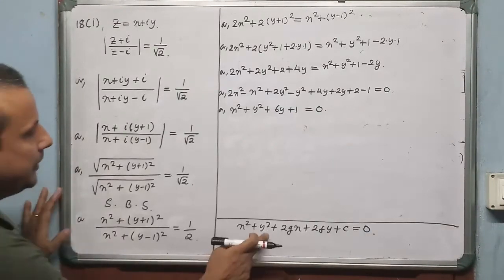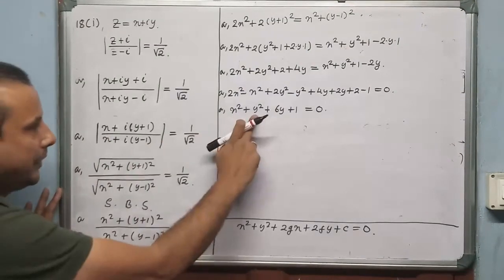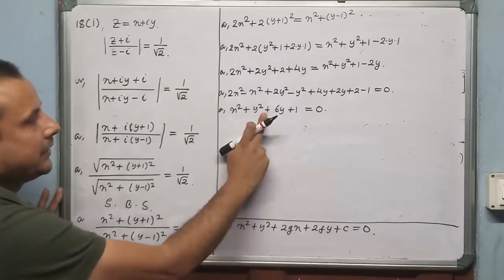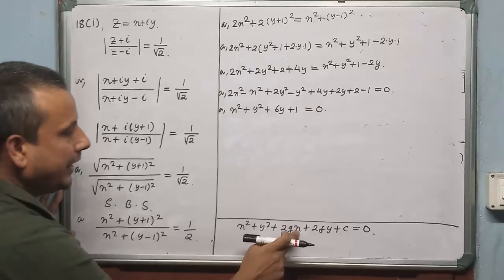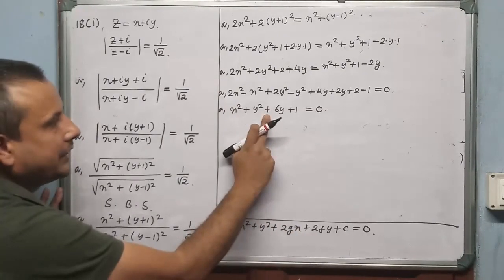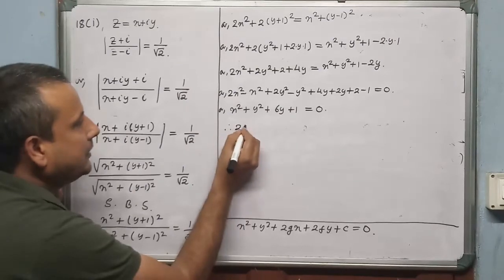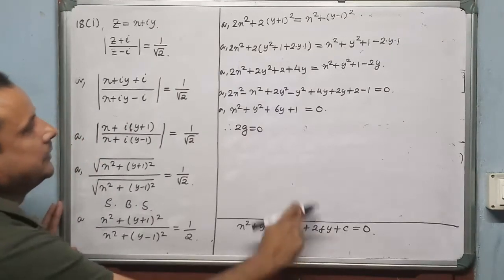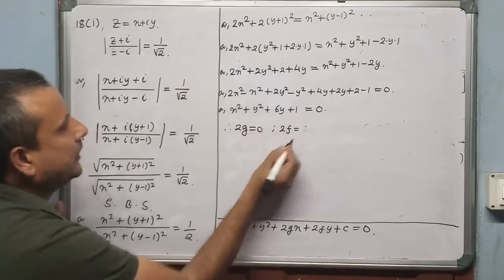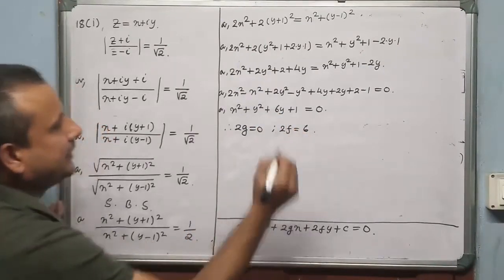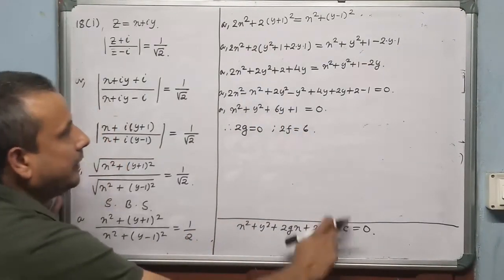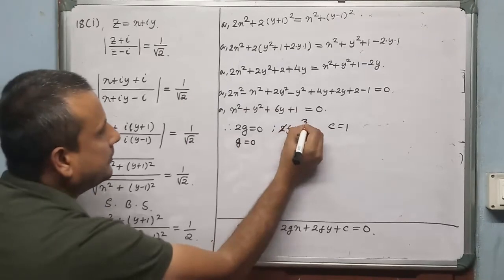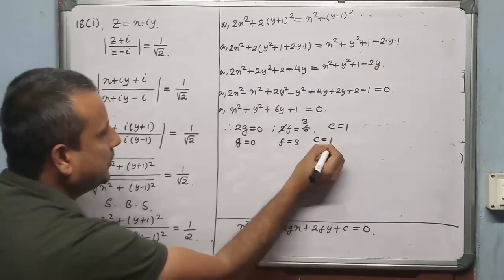Now compare this to the equation. The coefficient of x is 2g. Over here the coefficient of x is not there, so 2g equals 0. The coefficient of y is 2f, and in this equation the coefficient of y is 6, so 2f equals 6. The constant c is 1. Then g equals 0, f equals 3, c equals 1.